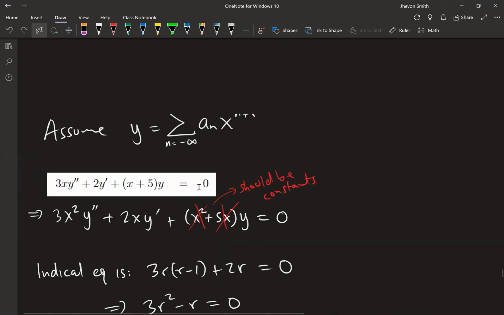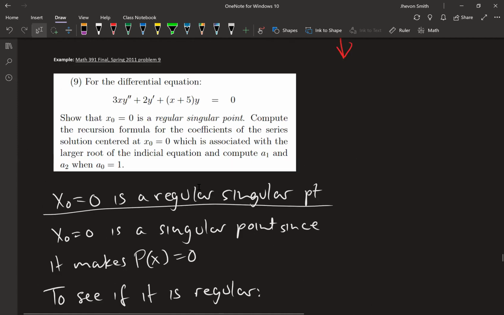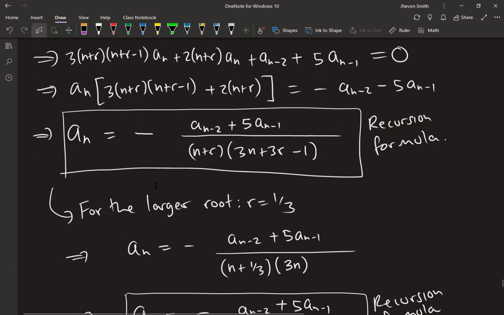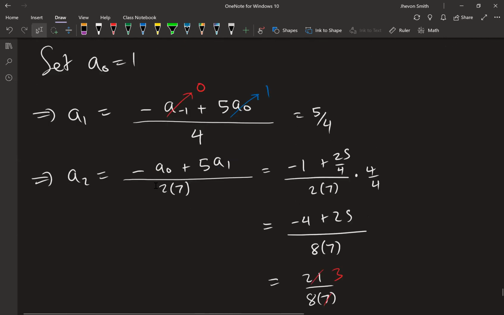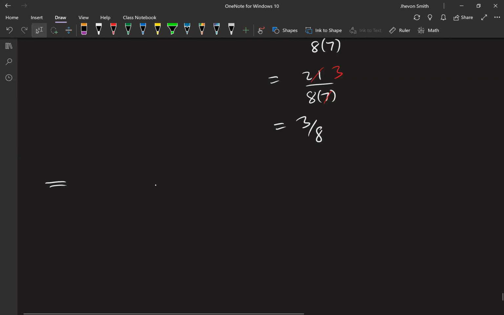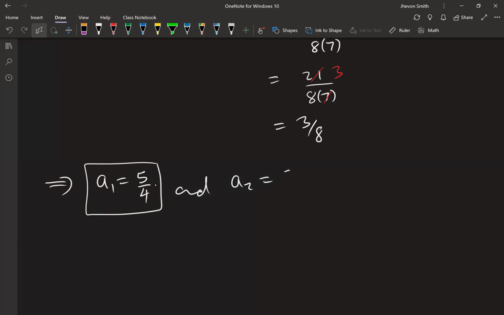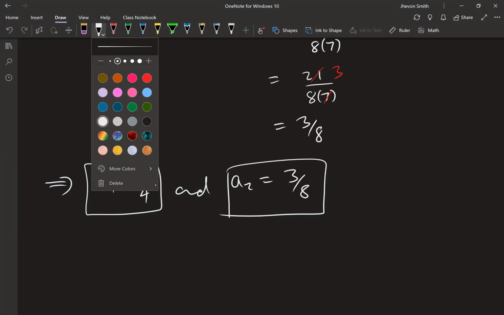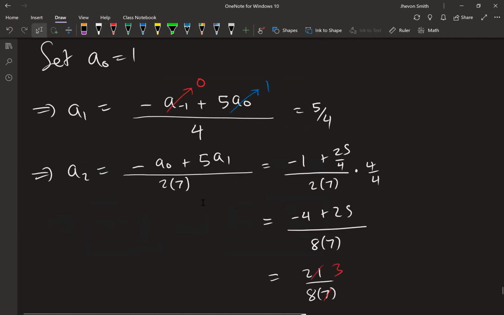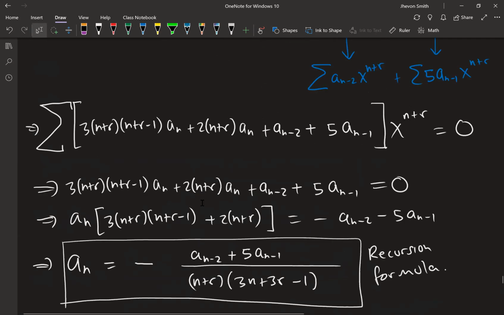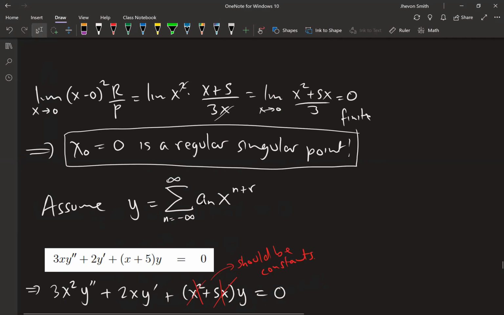And so we found all the things that they asked us for. Compute the recursion formula for the larger root. Did that. Compute A1 and A2. Did that. So this means A1 equals 5 over 4, and A2 equals 3 over 8. And that problem is done. They didn't ask us to write down the general solution or first few terms of the general solution or anything. It just stops there. Okay.